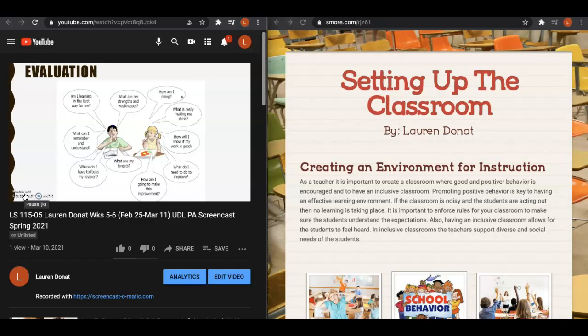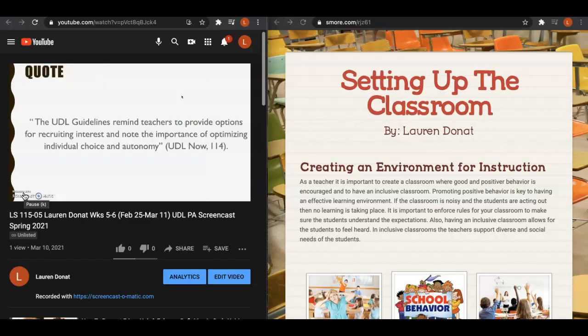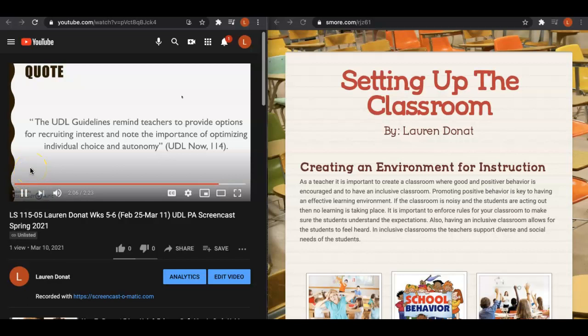In the article in the UDL Now, a quote that stood out to me is, the UDL guidelines remind teachers to provide options for recruiting interest and note the importance of optimizing individual choice and autonomy. I thought this quote was critical to my understanding of the process because it allowed me as a future teacher to think of the UDL guidelines in the eyes of the student. Each student has different learning styles, and having individual choice allows for students to remember all the material on their own, which is very important.